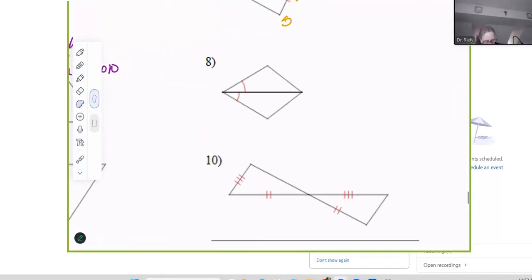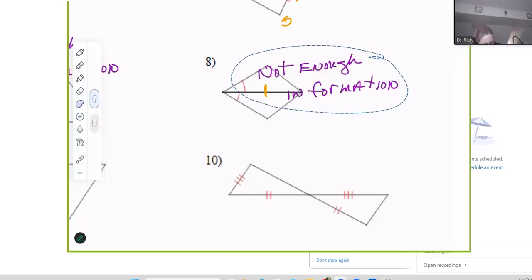Look at this. I have one angle, and I can mark the reflexive side, which is important to do. But even doing that, I don't have enough information. So I'm going to say again, not enough information.